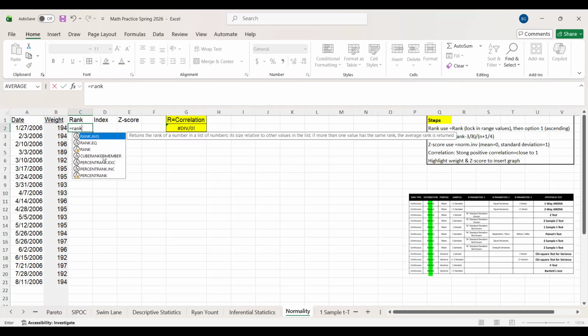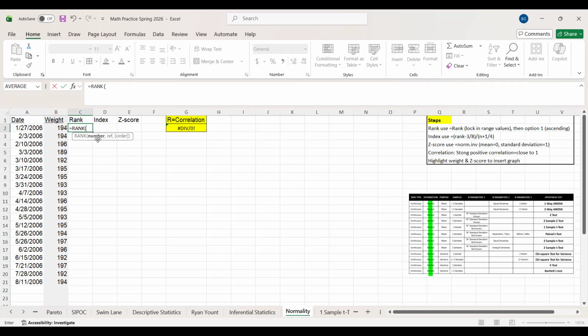And it's the third one down there. You grab that, double click on it. And then, of course, it's going to ask us some questions. The first question it's going to be asking me is, give me a number. So I'll take that first number, then a little comma. And then the next thing it's saying is ref. And all it wants there is the whole range. So I'm going to highlight all of these cells. And then I have to lock them in.